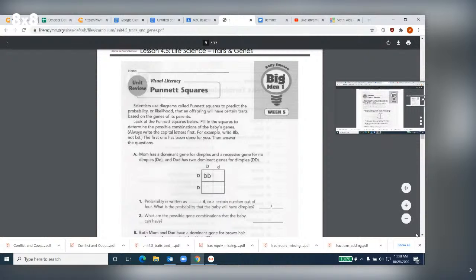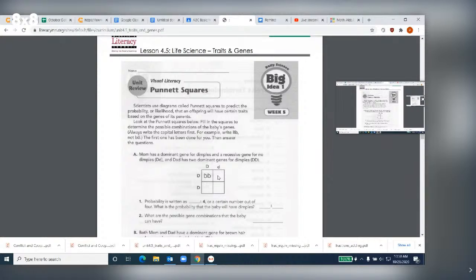To answer the question, mom and dad have a dominant gene for dimples and a recessive trait for no dimples. So that would be capital D, lowercase d. If we go to this one right here, this is going to be capital D, lowercase d. This is going to be capital D, and this one's going to be capital D, lowercase d.